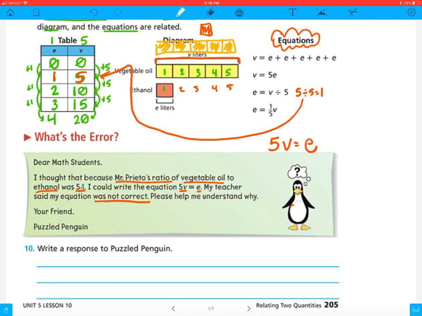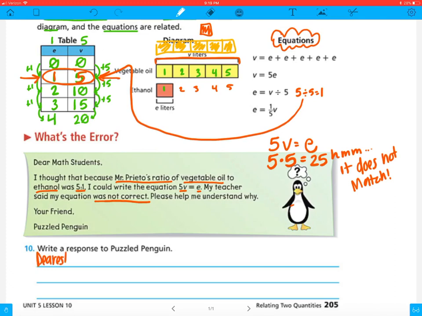So let's look at this. If we have 5V is equal to E, and we're going to pick that 5 liters of vegetable oil. We plug that in for the V, and we get an answer of 25. Wow, that is definitely not what we have on the table. So make sure you write back to Puzzled Penguin, and I'll see you back shortly. What could it be? Because this definitely does not make sense, and it does not match. So there must be something going on.